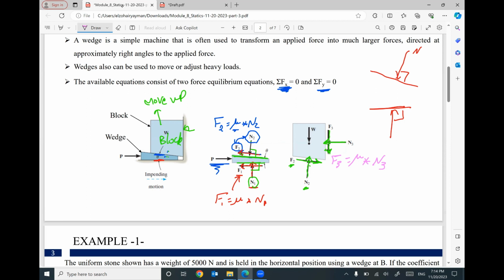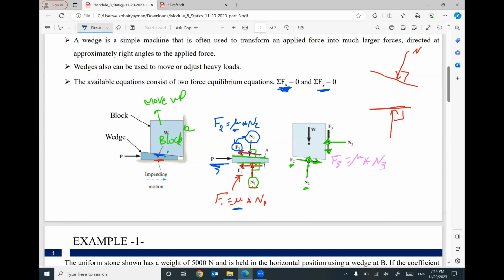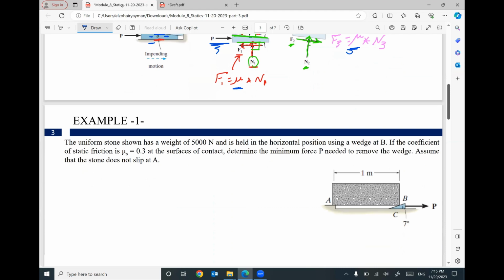Not all the time, but sometimes they are different. I'm not sure if this mu is the same as this mu is the same as this mu, because can you see we have different components. Here we have contact between the wedge and the ground surface. Here between the wedge and the block. Here between the block and the wall. Sometimes the coefficient of friction is different. Sometimes all of them are the same. That makes sense? This is how to draw the free body diagram for the wedge. Let's do an example and see what's going on.